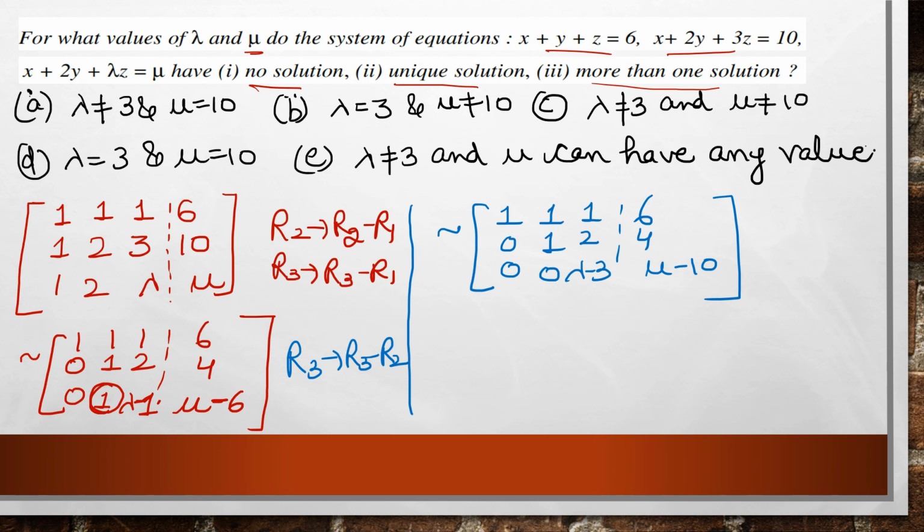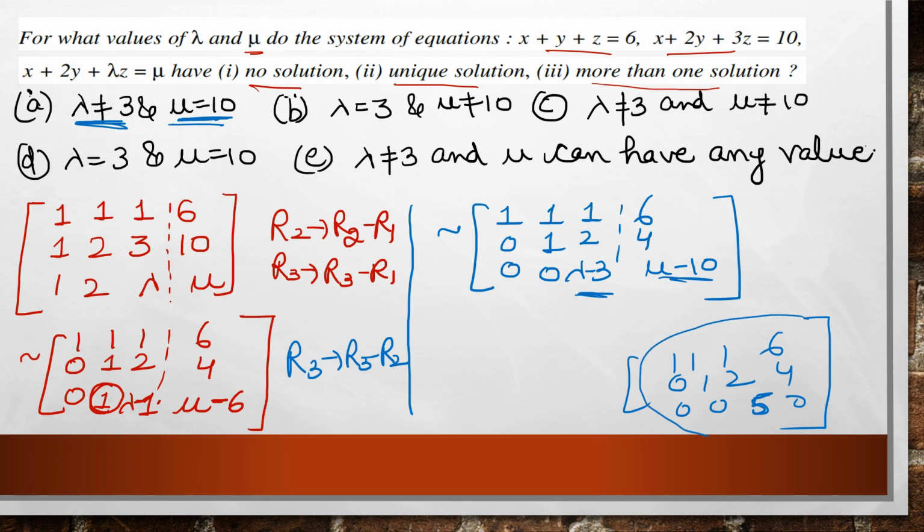Okay. Now see, we will check from the given conditions. So here they are saying lambda is not equal to 3 and mu is 10. So just check if here you have a non-zero element. Let's say here you have some non-zero element, say 5, and mu is equal to 10. Mu equal to 10 means this thing is 0. So what will be the rank of the augmented matrix? The rank of the augmented matrix will be 3. The rank of A means this part, and the rank of A will be 3.